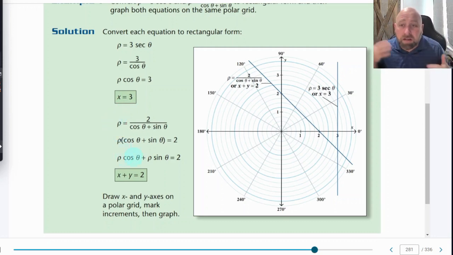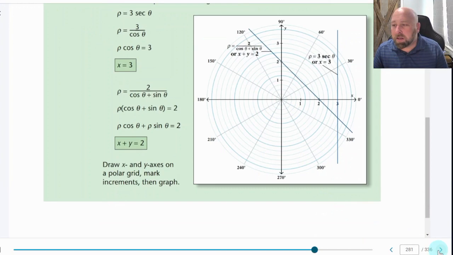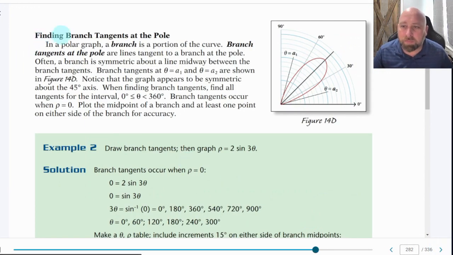So you kind of have to figure it out, like, is this going to be easier to graph in polar, or is this going to be easier to graph in rectangular? And then you make your decision based on what to do from there. Go ahead and turn the page over, and we'll talk about finding branch tangents at the pole.